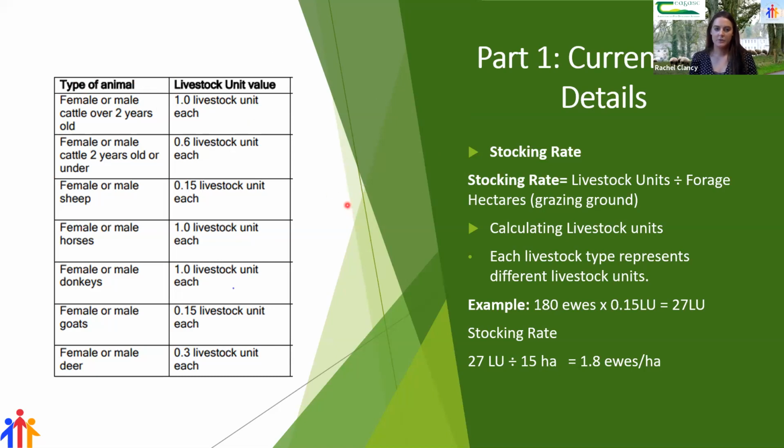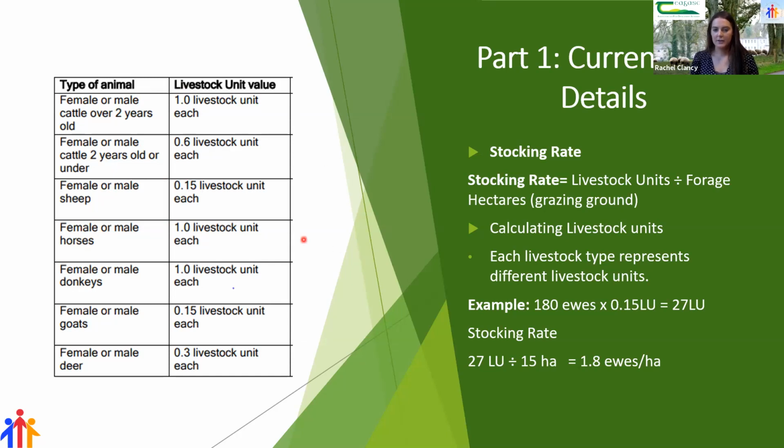So to calculate the livestock units, you can see here that female or male cattle over 2-year-olds are 1 livestock unit. Female or male cattle 2-year-olds or under are 0.6 of a livestock unit. Female or male sheep are 0.15 of a livestock unit. There's horses, donkeys, goats, and deer. So not many will have goats and deer, if any, but you may have some of the other categories of animals. So basically what you do to work out your livestock units will be the number of livestock you have and multiply it by the livestock unit that it's worth.